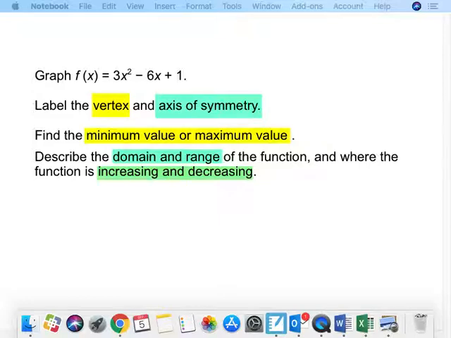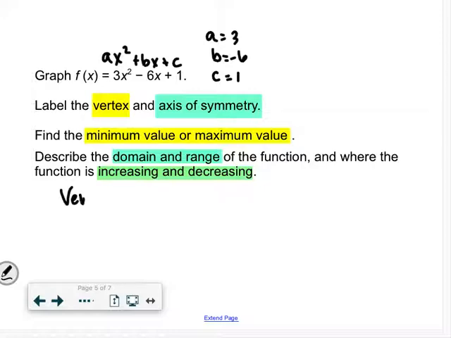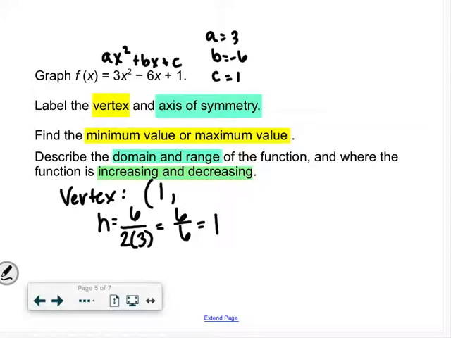Opposite of b over 2a. Okay. So looking at this, ax squared plus bx plus c, a is 3, b is negative 6, and c is 1. When I do my vertex work, I'm going to say h equals the opposite of b, which would be positive 6, divided by 2 times a, which is 2 times 3. So 6 divided by 6 is 1. Okay. So I've got the x coordinate of my vertex.